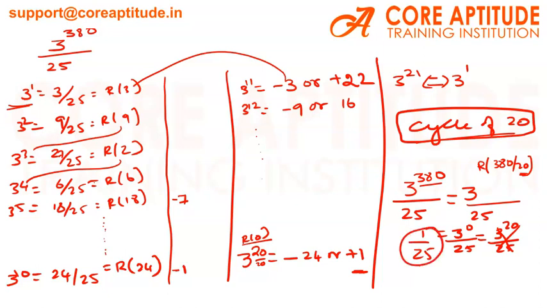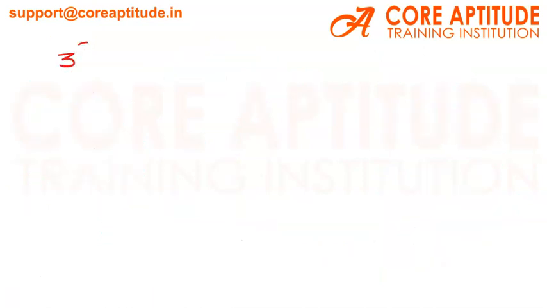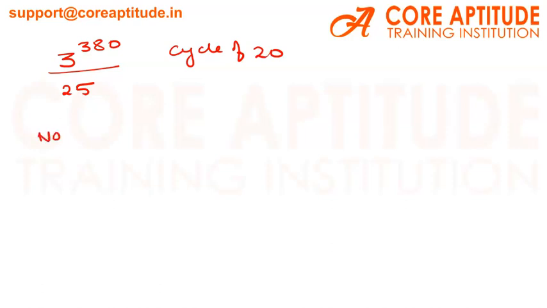That is your answer. Now instead of doing all these cycle calculations, can you directly arrive at this number 20? Is it possible to do that? Let's see. 3 to the power 380 divided by 25. Now how to find directly that this will repeat for every cycle of 20? Very simple. We'll just find the number of numbers less than 25 that are co-prime to 25.